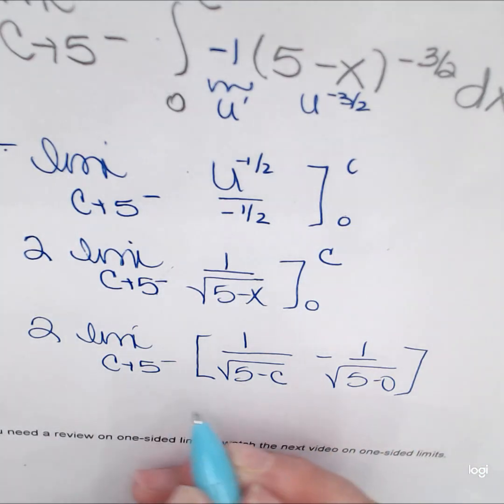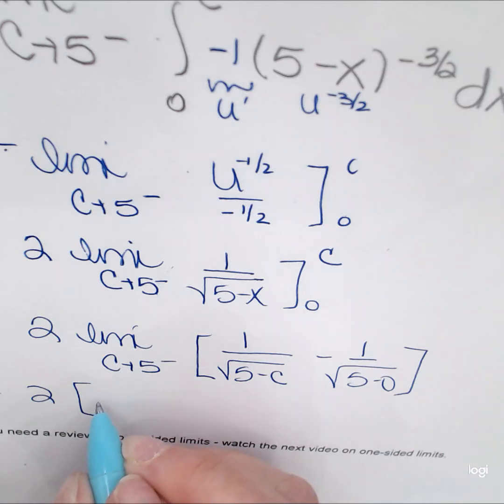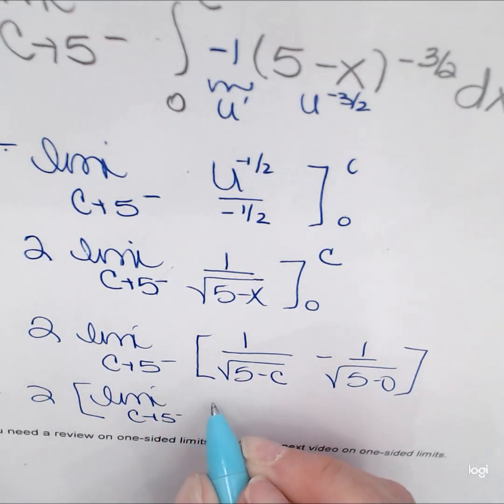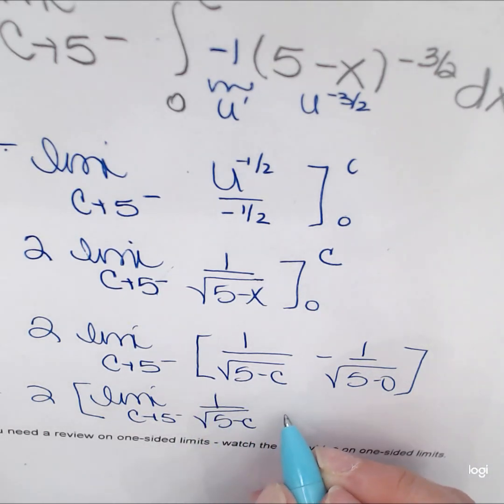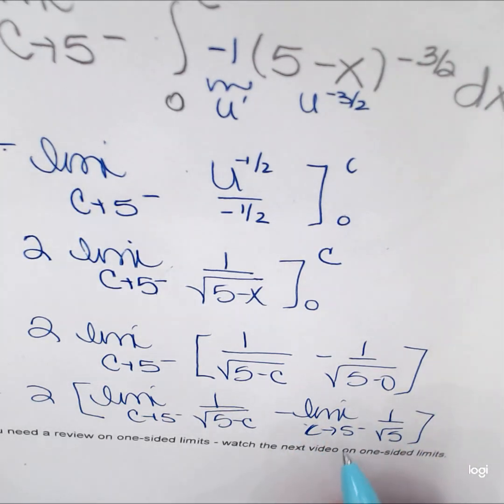Again, you can rewrite this as 2 separate limits. Make sure you multiply the 2 by both. So this is going to be 2 times the limit as c approaches 5 from the left of 1 over the square root of 5 minus c, minus the limit as c approaches 5 from the left of 1 over the square root of 5. And of course, notice here there's no c. So this value is just 1 over the square root of 5. And so the only problem we see is in this one.